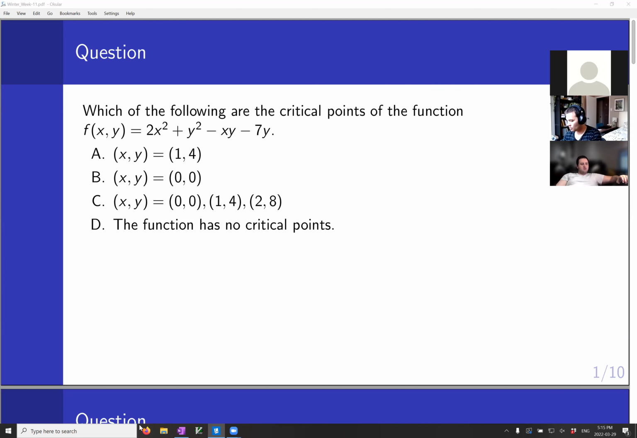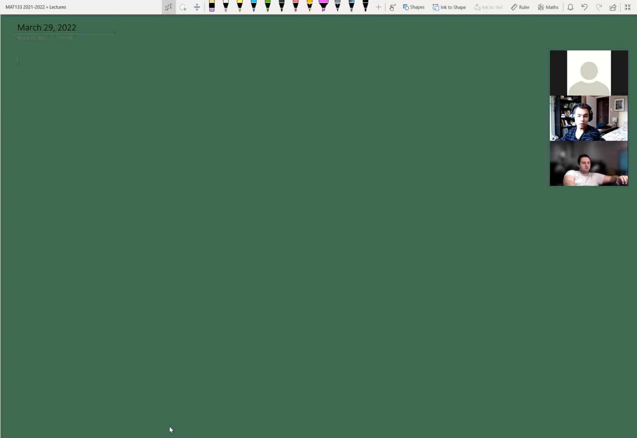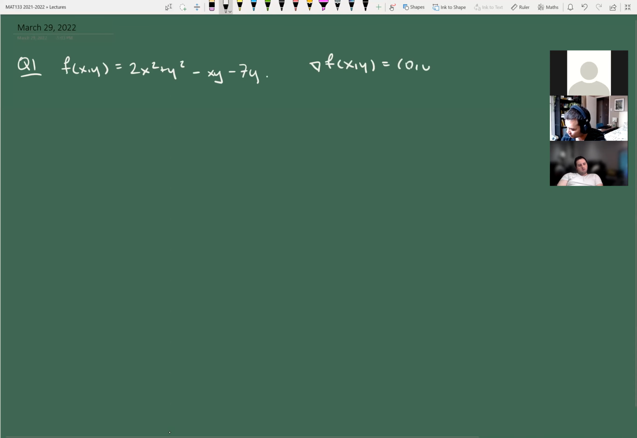But let's try this. Let's see what we get. So remember, we're looking for critical points, right? Because we're looking for critical points, we want to figure out for what points the gradient is equal to 0. So we've got this function here, f(x, y) is 2x² + y² − xy − 7y. And a critical point is any point which satisfies this, right? Just like when we first learned about gradients last Tuesday, we had a question like this, and generally we said this could be a nonlinear system of equations that we might need to solve.